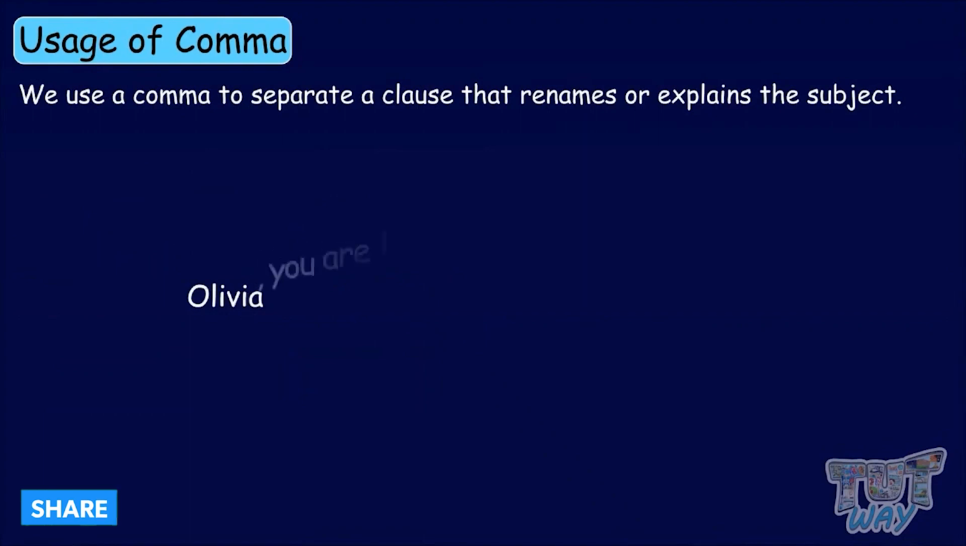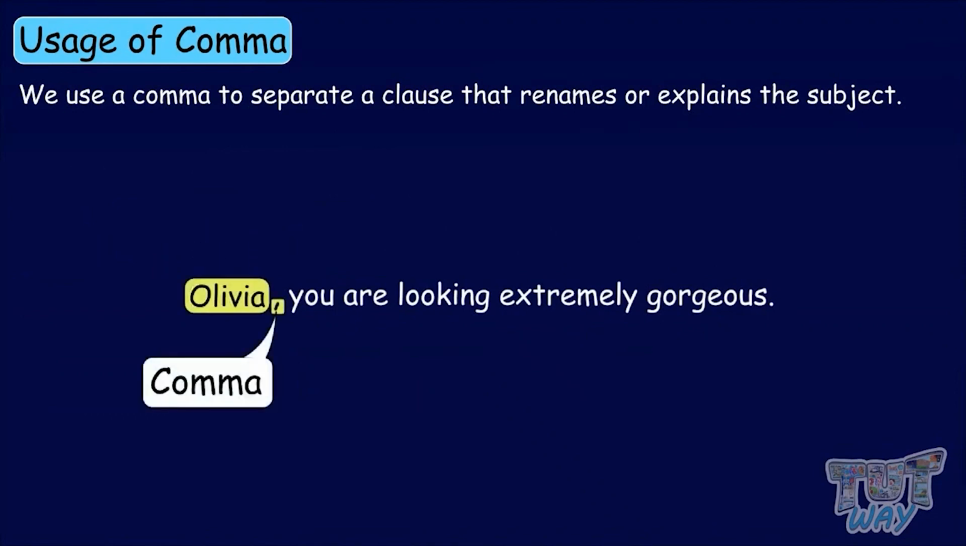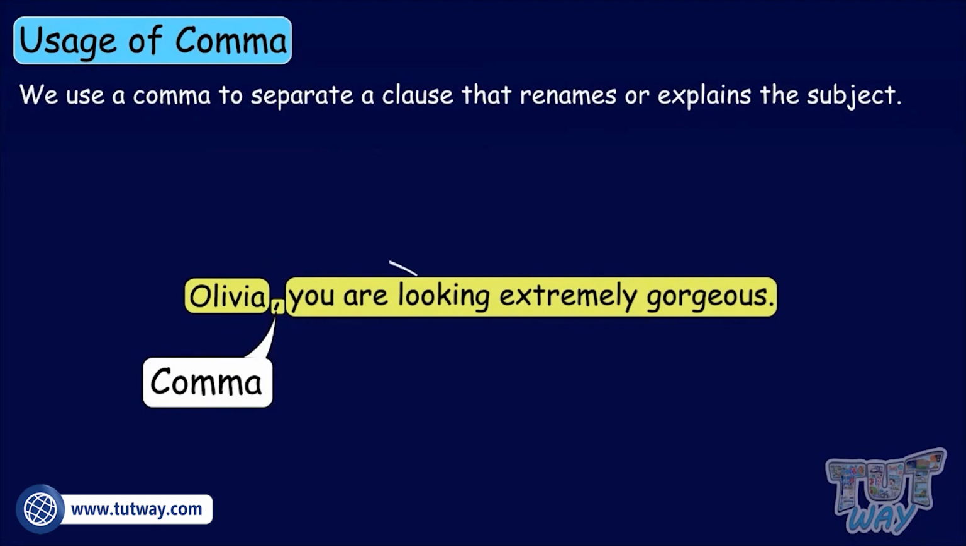Olivia, you are looking extremely gorgeous. Here, the sentence is beginning with the name, separated by a comma, and the next whole part of the sentence is explaining about Olivia. So it's separated by a comma. Olivia, you are looking extremely gorgeous.